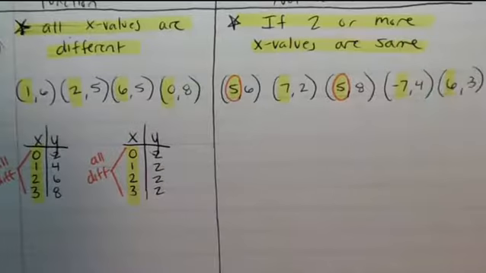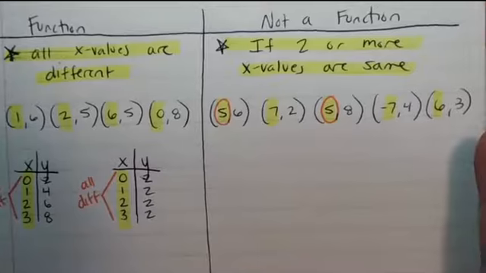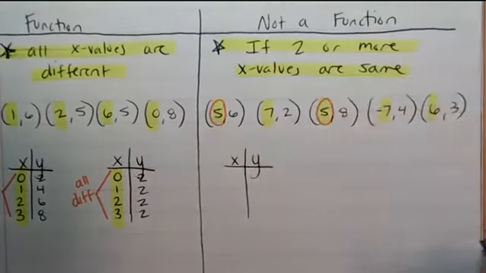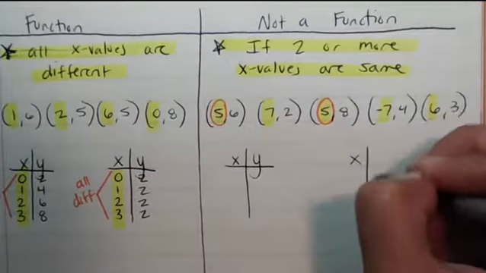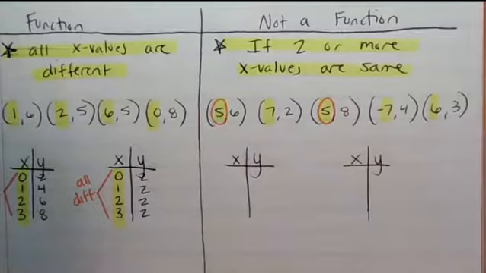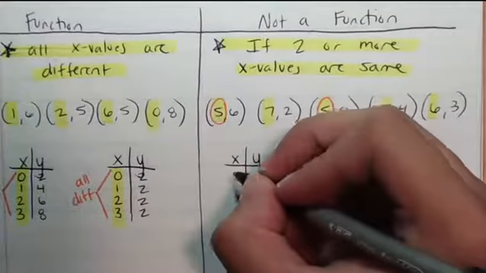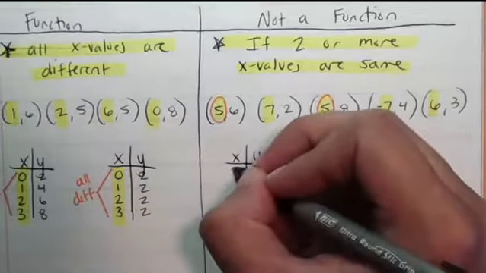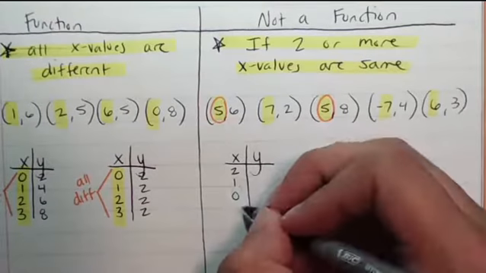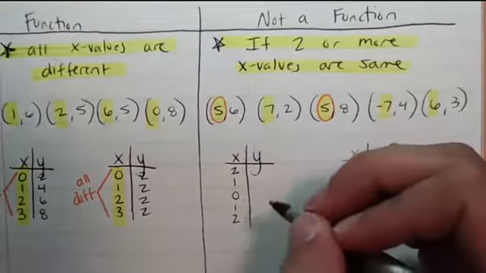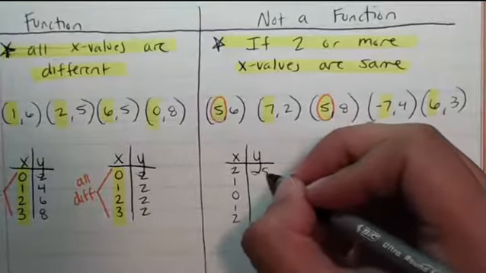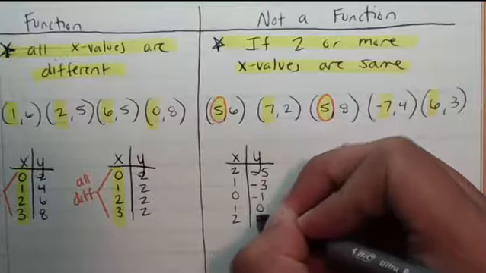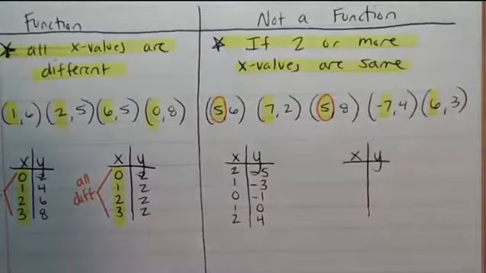Let's do an example of not a function with our tables. So let's do our XY charts again. And we'll do the first one together, and I'll have you make up an XY chart that's not a function. So let's do 2, 1, 0, 1, 2. And I'll put -5, -3, -1, 0, and 4.